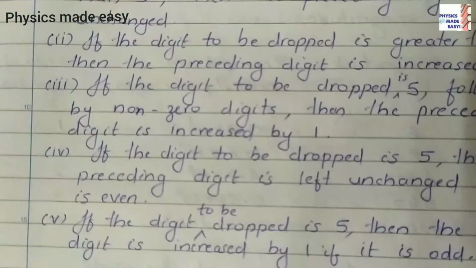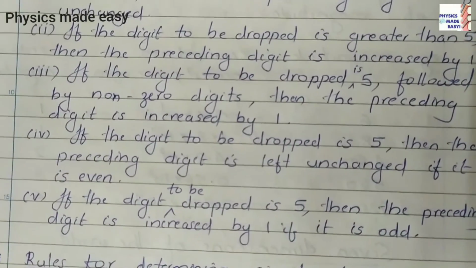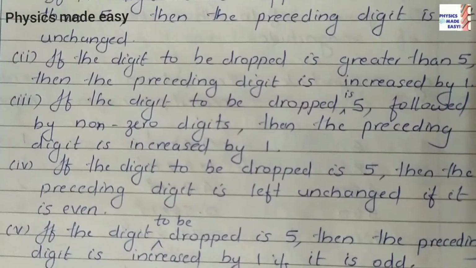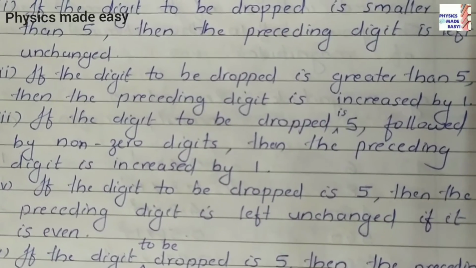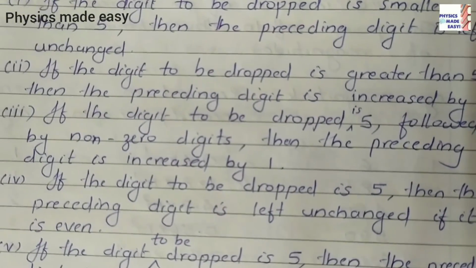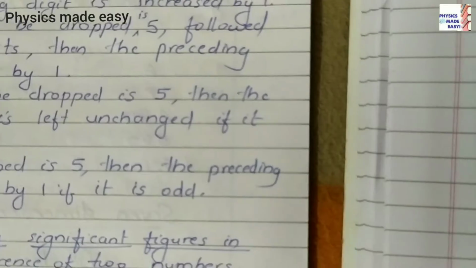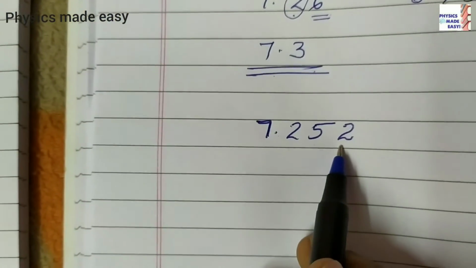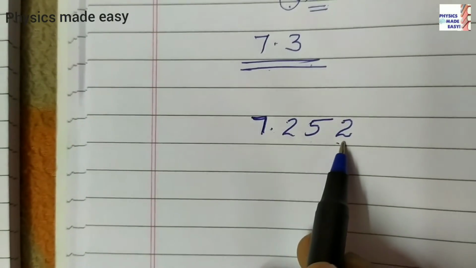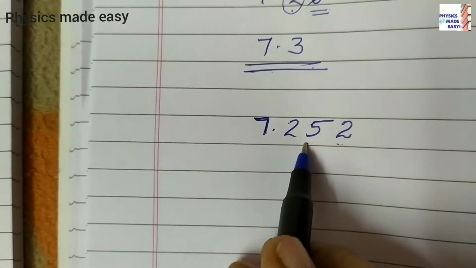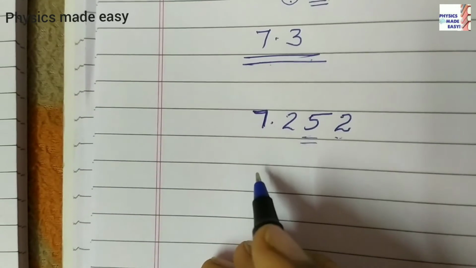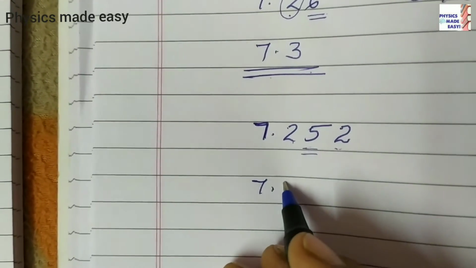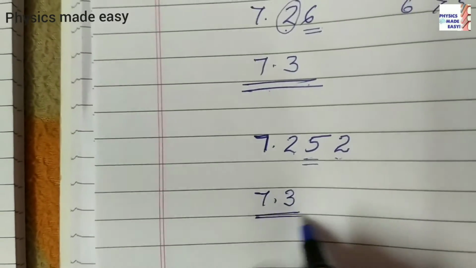Okay. If the digit to be dropped is 5 followed by non-zero digits, then the preceding digit is increased by 1. Here you can see 7.252. Okay, in this 5 is followed by a non-zero digit, that is 2 there. If you want to drop this 5, what can you do that time? You have to add 1 to this preceding number. So you can write this as 7.3.